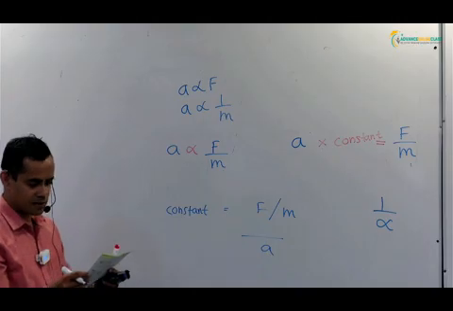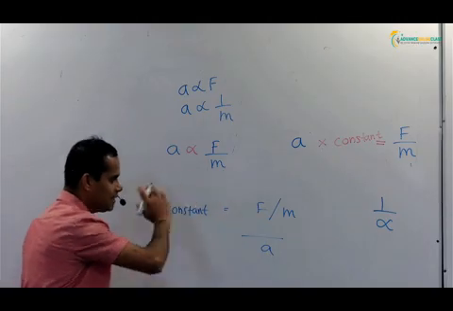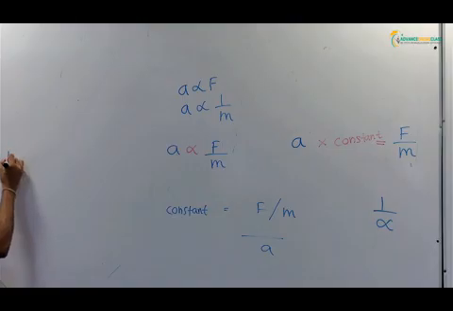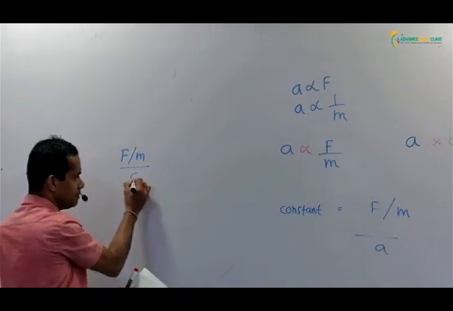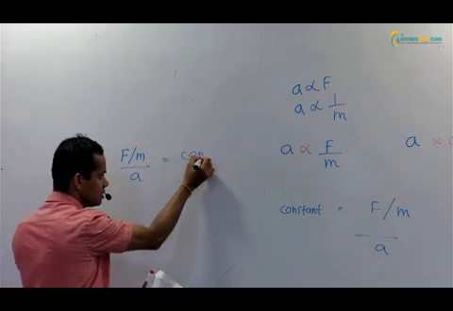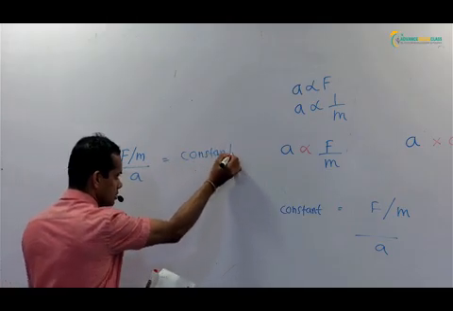Then left hand side, right hand side we interchange, exchange and write. Then we get F slash M divided by A equals constant.